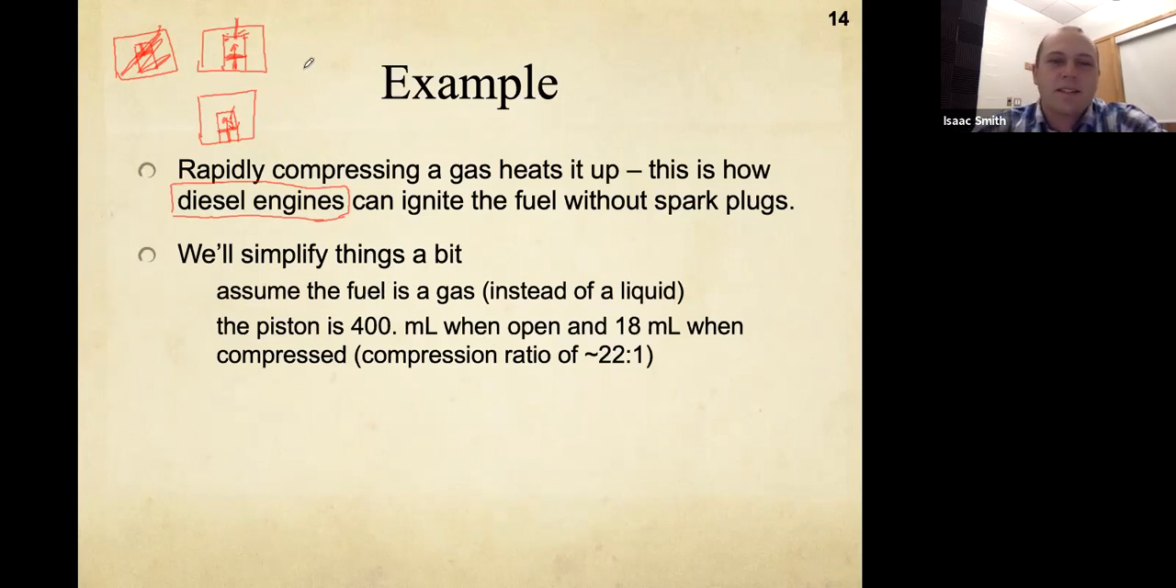Okay, so when the piston is, let's just draw like a cylinder again. When the piston's at its lowest position, okay, we have 400 milliliters of space above the piston, and 18 milliliters when it's shut. Okay, so when the piston moves up to the top, when it's compressing the gas, this space up here, this small space that it forms is 18 milliliters, okay?